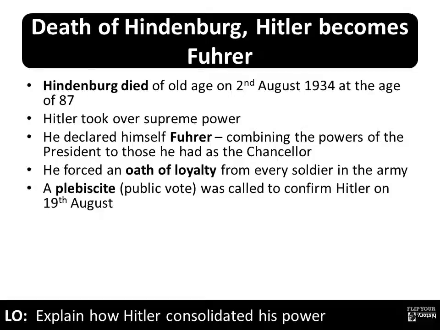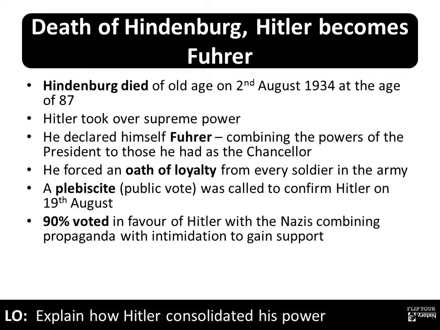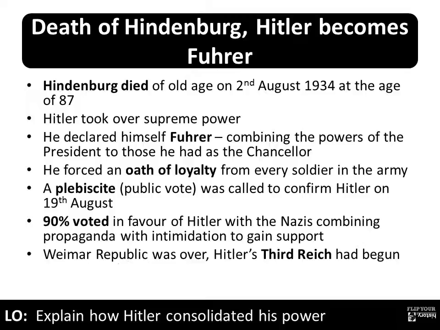He called a plebiscite, a public vote, to confirm Hitler as Fuhrer for the 19th of August. 90% of people voted in favour of Hitler, with the Nazis combining propaganda with intimidation to gain support. The Weimar Republic was now effectively over. Hitler's Third Reich had begun.